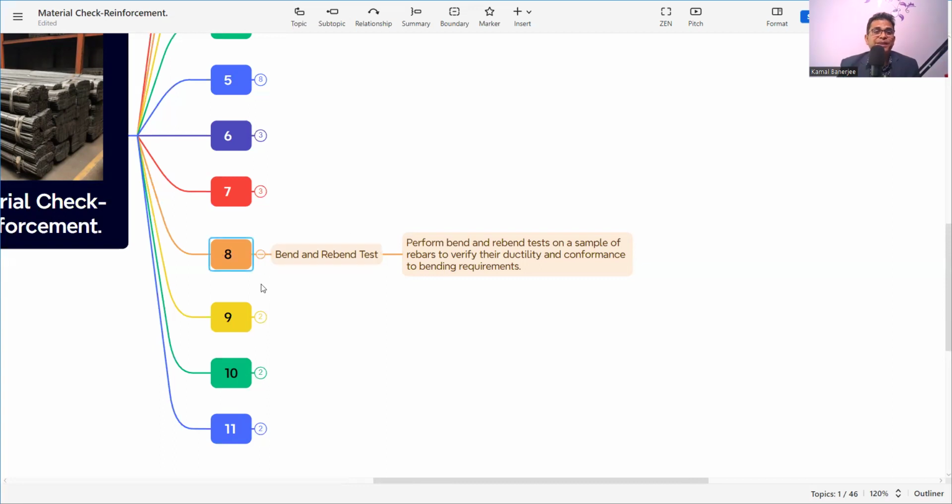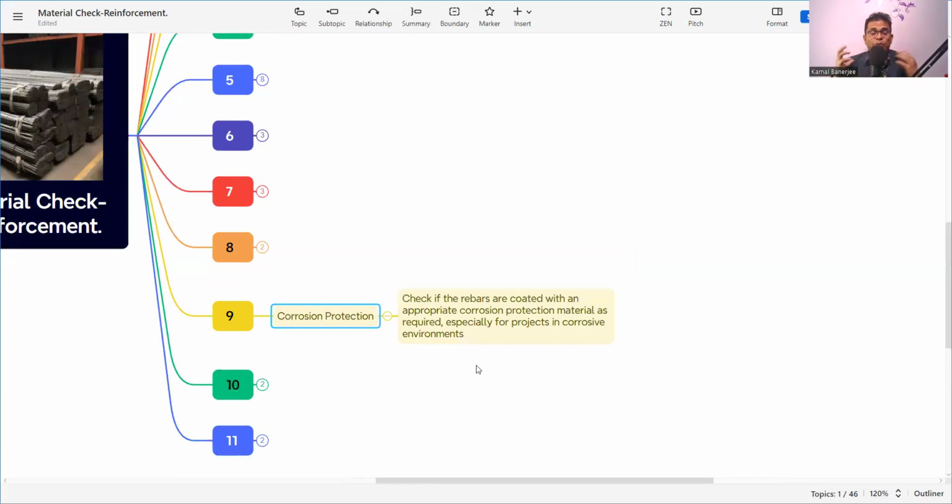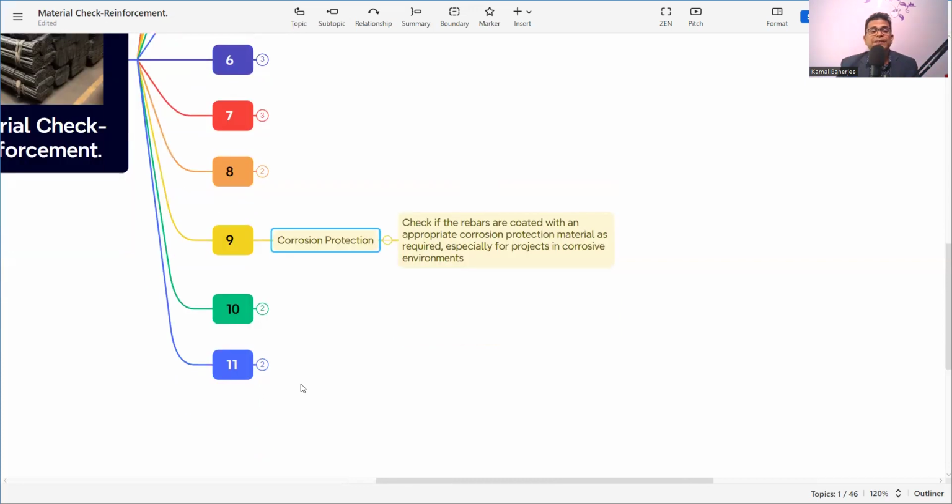So bend and rebend test, then comes corrosion protection. Some steels come with corrosion protection, or we need corrosion protection steel if it is an extreme weather condition. So we need to check if the rebars are coated with an appropriate corrosion protection material as required, especially for projects in corrosive environments. So we need to check that the corrosion protection is there or not. We need to check also the thickness and everything, so that we can ensure that the corrosion protection steel is available or it's coming as per the requirement.